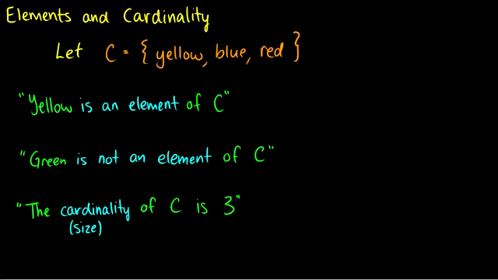So elements and cardinality. Now we know what sets are. Now we know some additional pointers about sets. We know some common sets, but we want to be able to talk about the things in those sets and how big those sets are. So I have C, and I have a set containing yellow, blue, and red. So these are the primary colors.